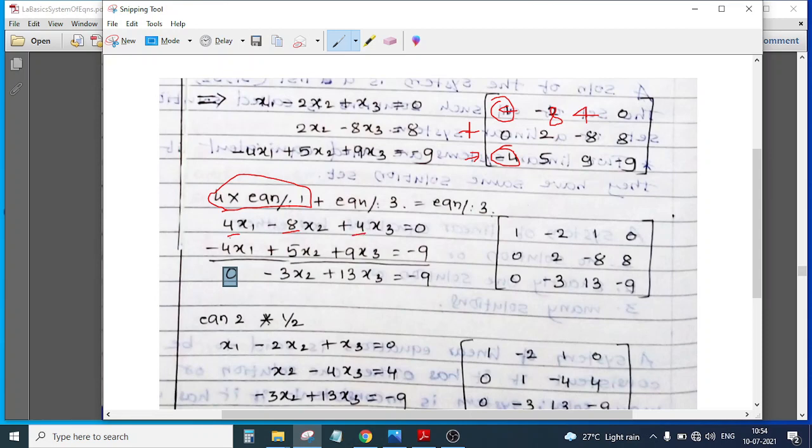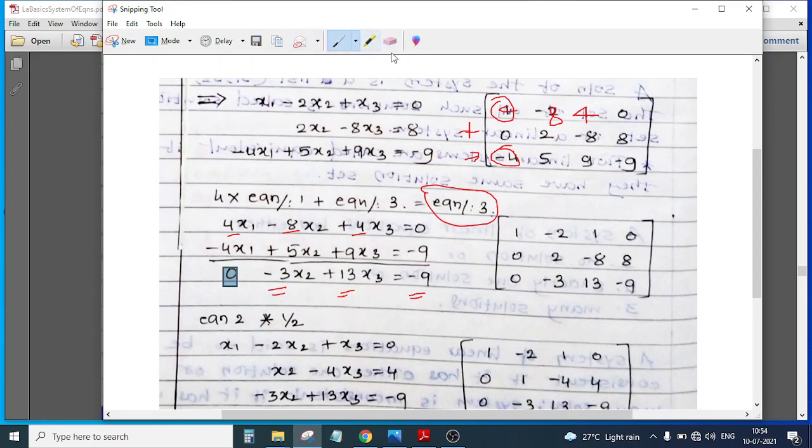And when you add it, what do you get? This is 0. Minus 8 plus 5, this is minus 3. 9 plus 4, this is 13. And minus 9 plus 0. Very important, friends. We are changing our equation number 3. As I told you to mark my words some minutes back, this equation 1 will remain unchanged. There will be no change in equation 1, and only equation 3 will be changing.